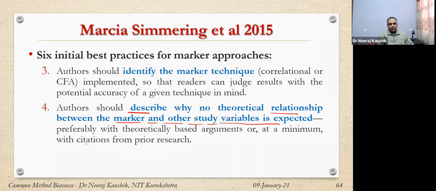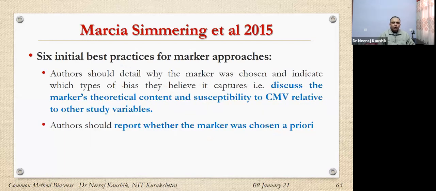If you can present any sort of citation, that's fantastic. If there is any theoretical based argument, that's fantastic. You must write something about it. You cannot simply write, I have taken it and that's it. No, you must write the why part. Then use this: the author should detail why the marker was chosen and indicate what type of bias.